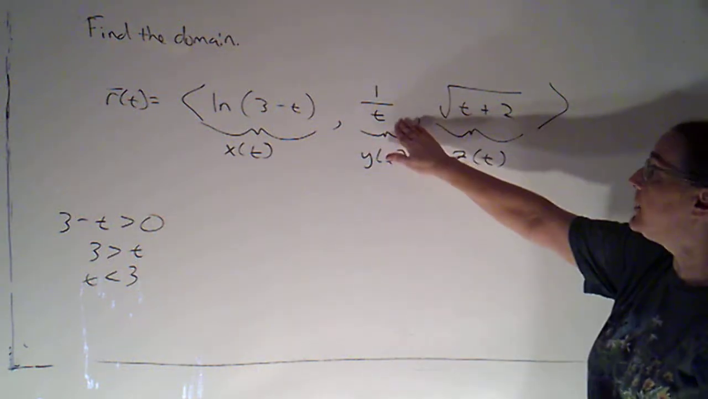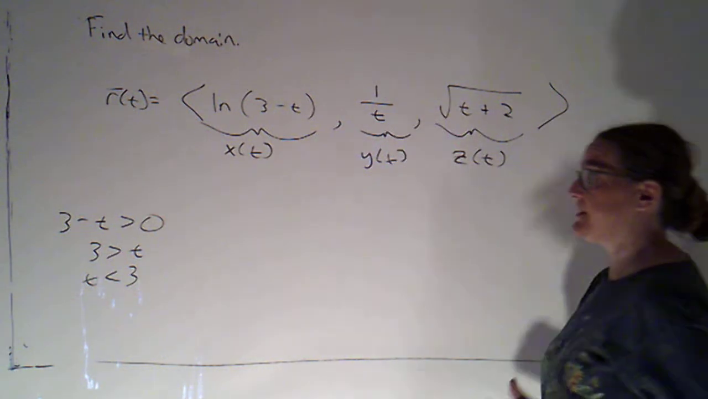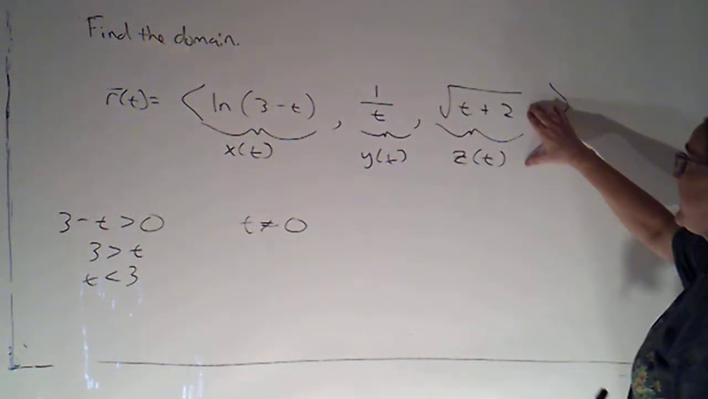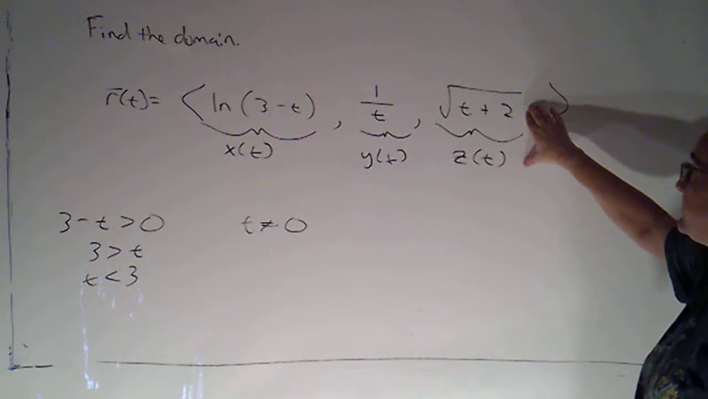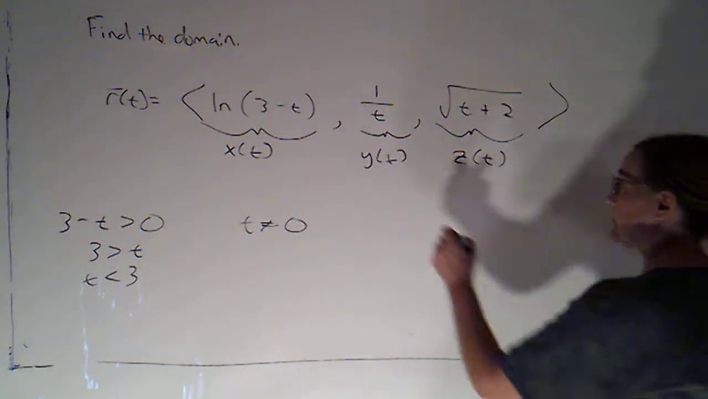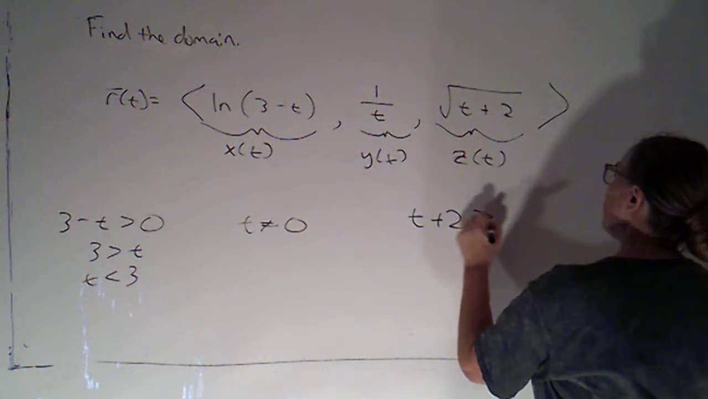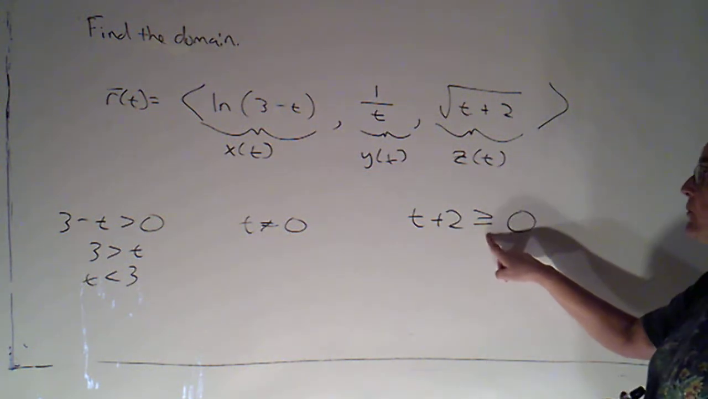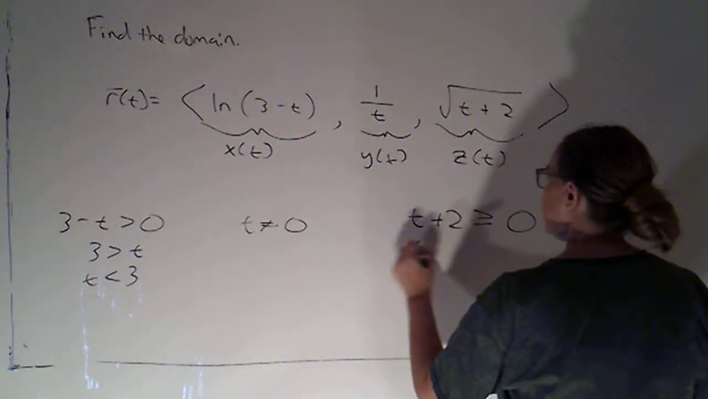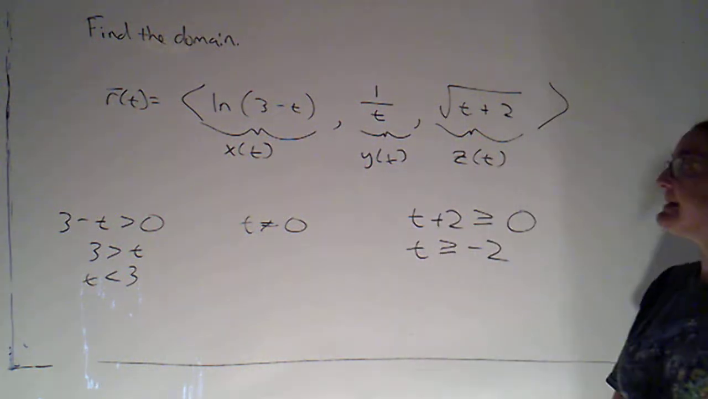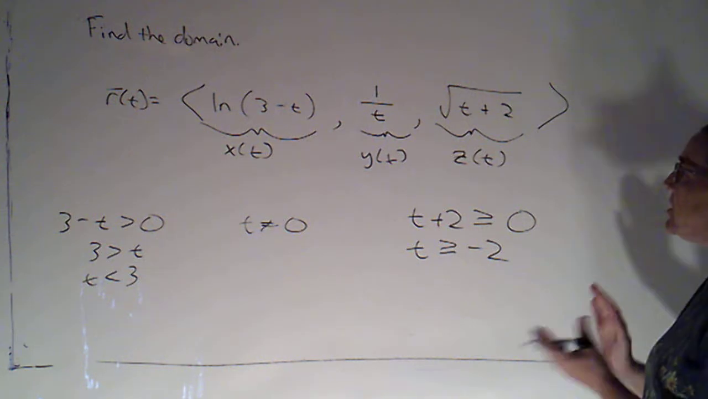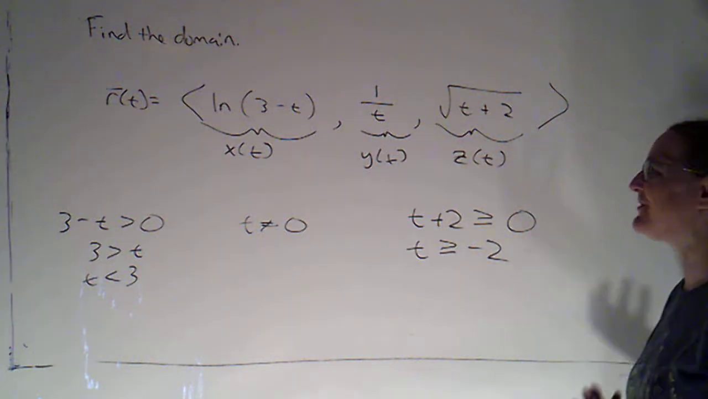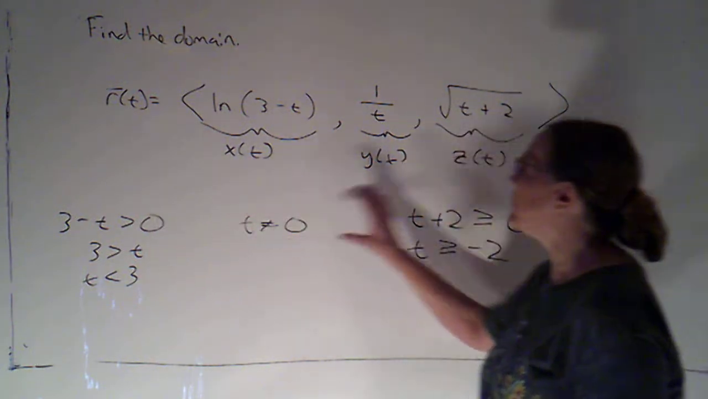Okay. In order to get a y value, I have to be able to take the reciprocal, so I know that t can't be 0. Okay. And then in order to get a z value, I have to be able to take the square root of t plus 2. Now, in order to take a square root, what's under the radical has to be non-negative. Doesn't have to be positive, but it has to be bigger than or equal to 0. So t would have to be bigger than or equal to -2. Okay. So essentially, I've described here the restrictions that I have on t for each of my individual component functions.